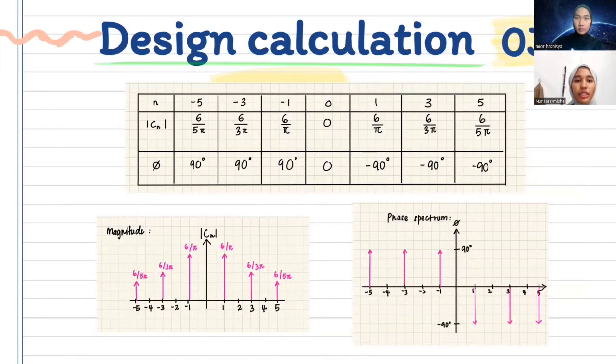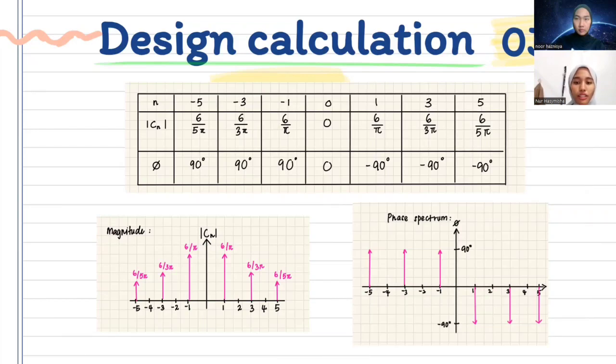Lastly, for the design calculation, we construct a table which has the value of n, the value of Cn, and the value of the phase. From the table, we will construct and design the graphs. The first graph is the magnitude graph, and the second graph is the phase spectrum graph. Then we substitute all the information in the table into the graphs.